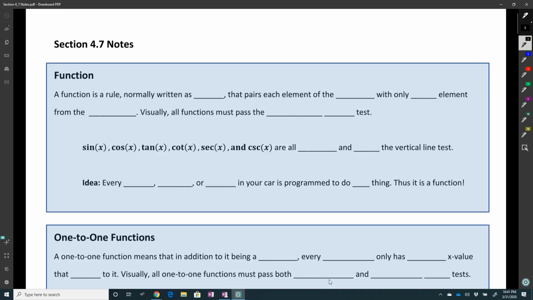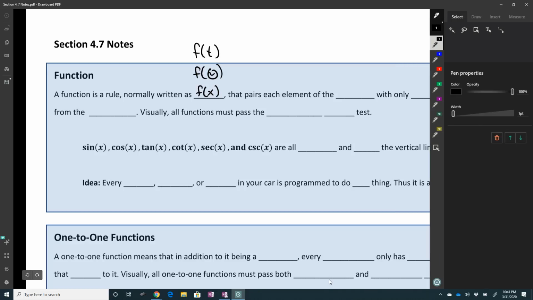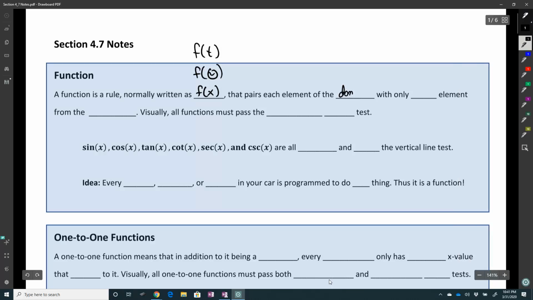So first we're going to go over some basics. You may remember this from algebra in your previous classes. But first we're going to go into a function. A function is a rule, normally written as f of x. Again, you can also write it as f of t. The f really doesn't have to be f. It can be g, h, or anything like that. But that it pairs each element of the domain with only one element from the range.